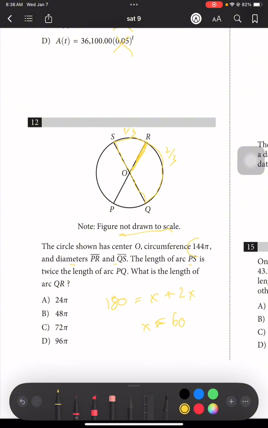The circumference is 144 pi. What's the length of QR? So I want to know Q and R. Well, it's the same as S and P. It's just 120 degrees. But the whole circle is 360, so 120 out of 360 is also 1/3. It's 1/3 of the circumference, which is 144 pi, which is 48. Here you go.